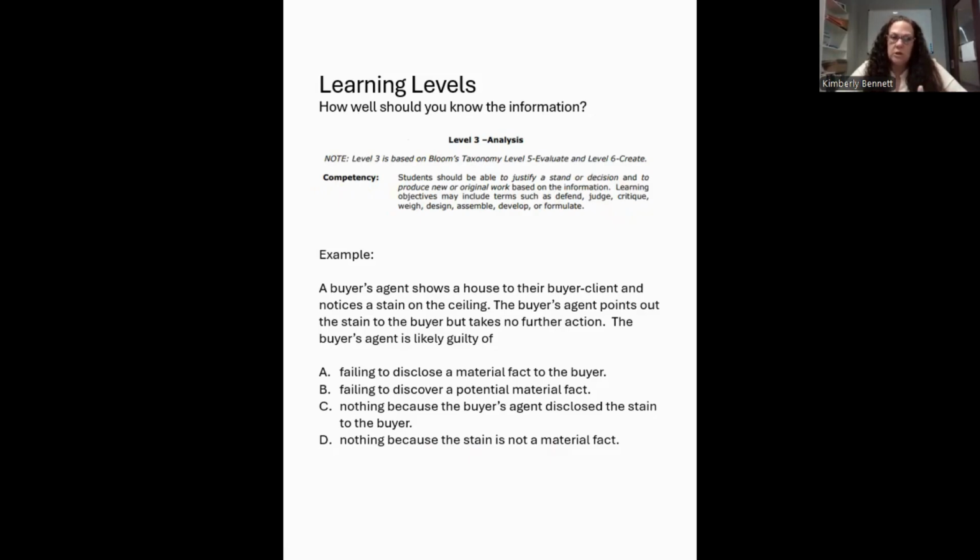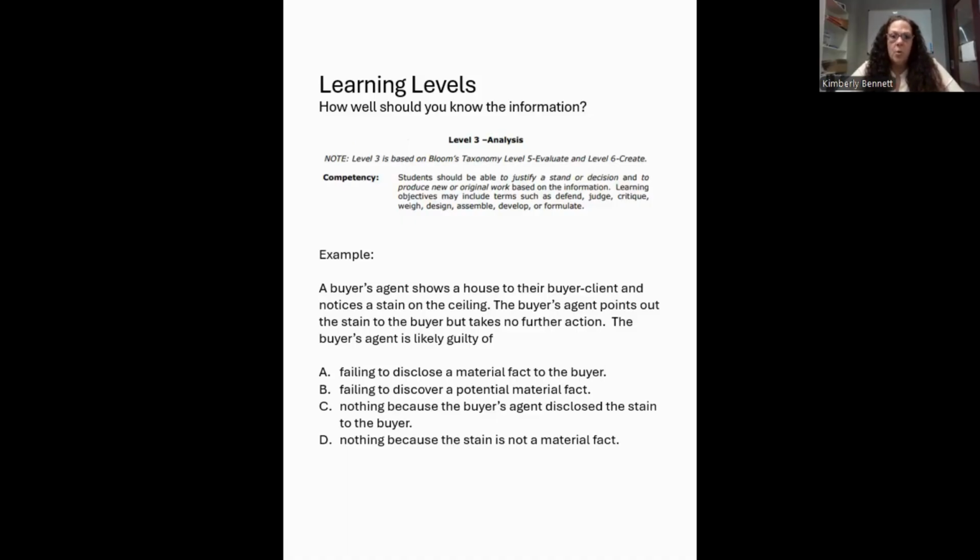Here's our example question. A buyer's agent shows a house to their buyer client and notices a stain on the ceiling. The buyer's agent points out the stain to the buyer, but takes no further action. The buyer's agent is likely guilty of. So now this is a level 3 question. This is going to be at a higher level. You're not just defining something. You're not just explaining how something works.